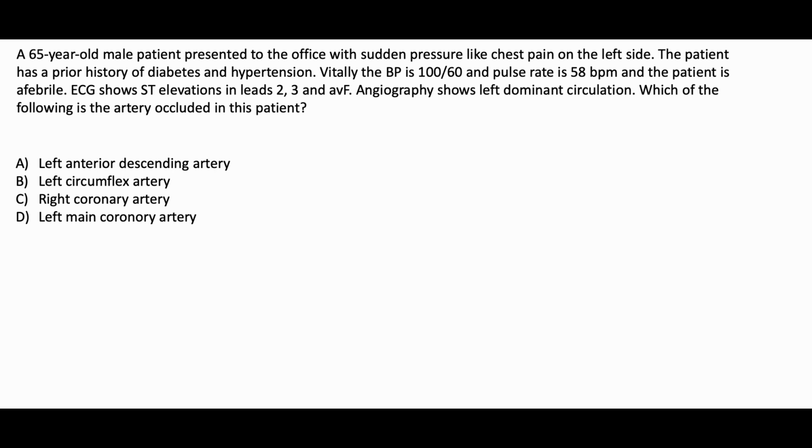We have a 65-year-old male patient presented to the office with sudden onset pressure-like chest pain on the left side. The patient has a prior history of diabetes and hypertension. Vitally, the patient has a blood pressure that is slightly hypotensive. Pulse rate is 58, that's bradycardic. Remember, bradycardia here should not be expected.